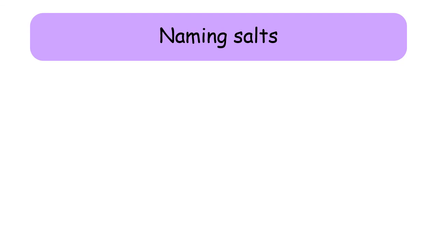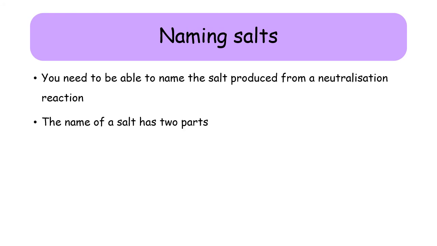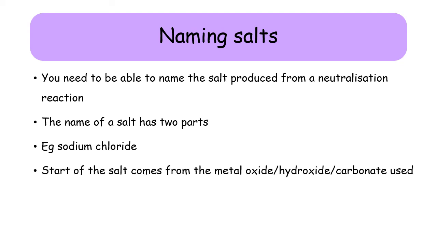Now, you need to be able to name the salt. Now, a salt always has two parts to its name. So an example of a salt is something like sodium chloride. Now, the first part of that name, the sodium part, comes from the metal of the base. So to make sodium chloride, you either had to start with sodium oxide, sodium hydroxide, or sodium carbonate. The second part of the name comes from whatever acid was used. And on the next slide, I'll show you the three common acids that you can use and what name they give to salts.